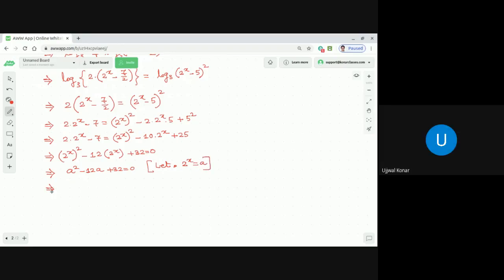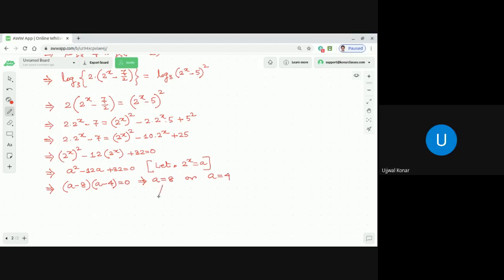So from here what we get, dear students? It is a simple middle term factorization: (a minus 8) into (a plus 4)... a minus 4 is equal to 0. Correct or not? So from here we get a is equal to 8 or a is equal to 4.